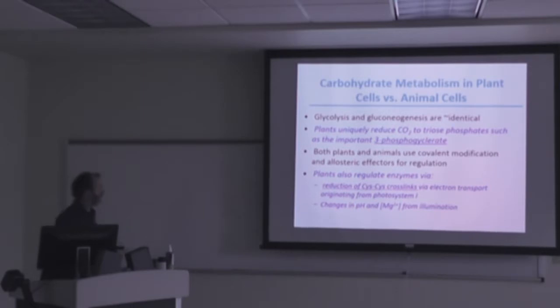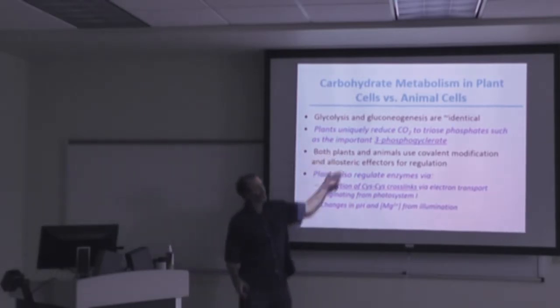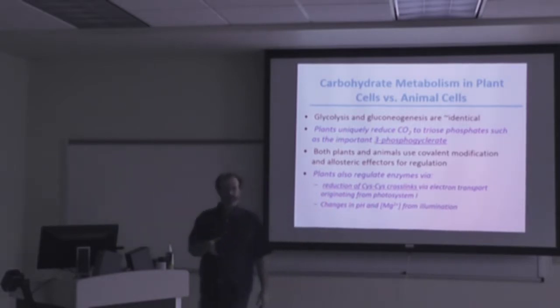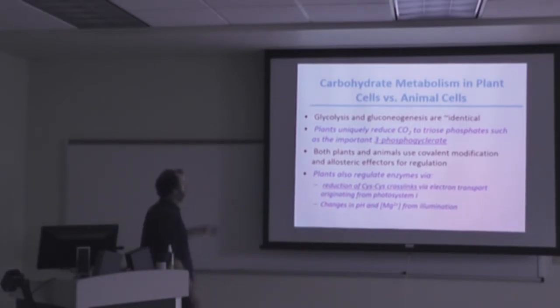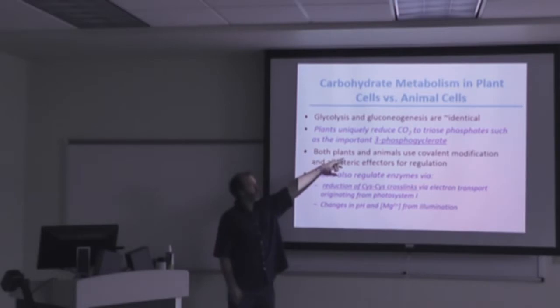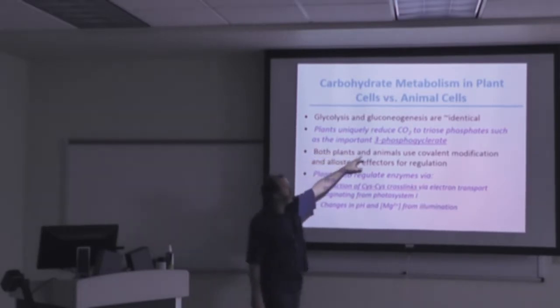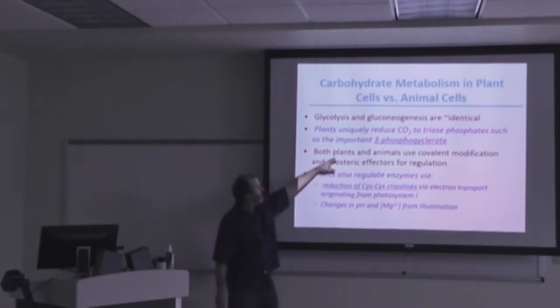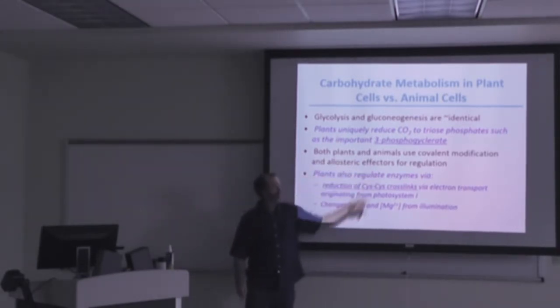So, carbohydrate metabolism in plant cells versus animal cells. Glycolysis and gluconeogenesis are basically identical, right? It's a highly conserved pathway. Plants uniquely reduce carbon dioxide to the triose phosphates, such as the important 3-phosphoglycerate. Both plants and animals use covalent modification and allosteric effectors for regulation.